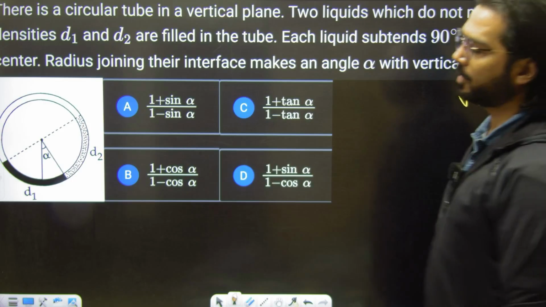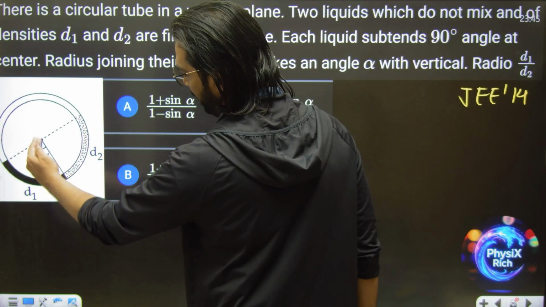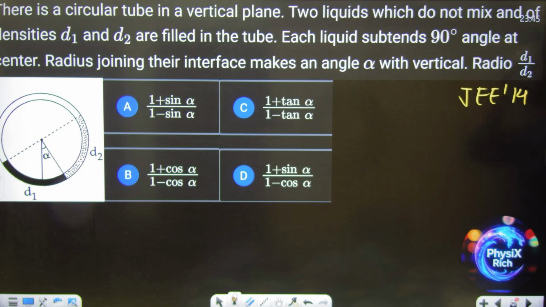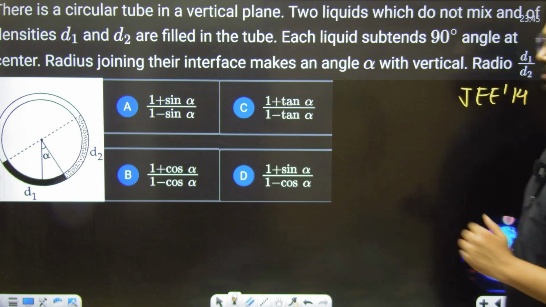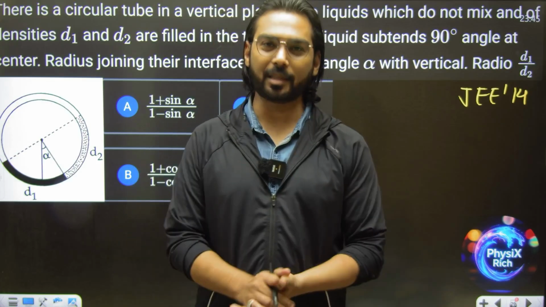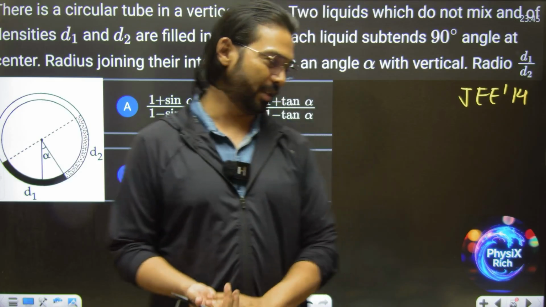And they have given you this angle alpha, and then he's asking you to find the ratio of D1 and D2. So how do we do this problem? I want to tell you the conventional method, and then I will tell you Arish's method. So let's go.